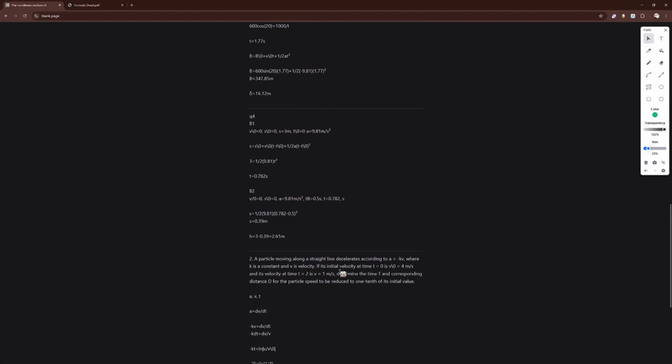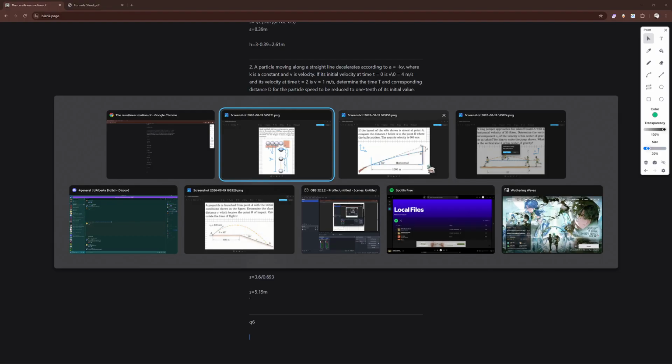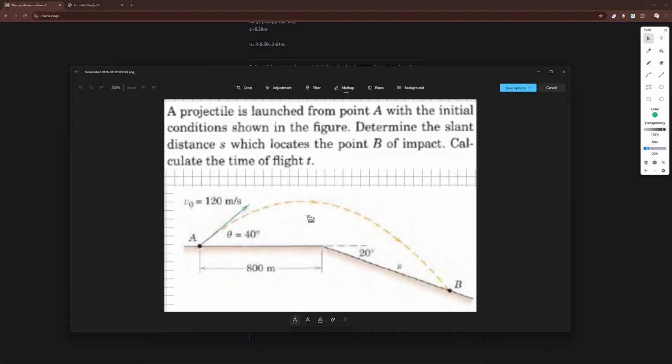I think we're on Q6 by now. Yeah, Q6, which is this one. This is question 6. A projectile is launched from A, so we can point that out here, A, with the initial conditions shown in the figure. Determine the slant distance S, which locates the point B of impact. Calculate the time of flight T.